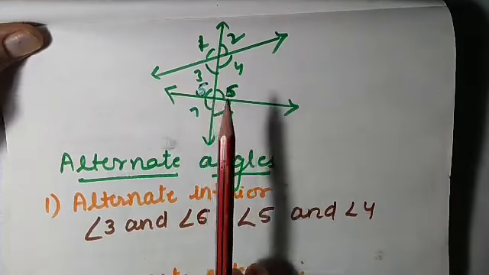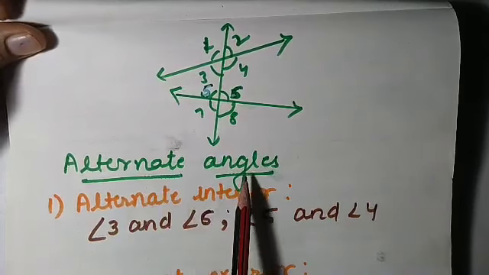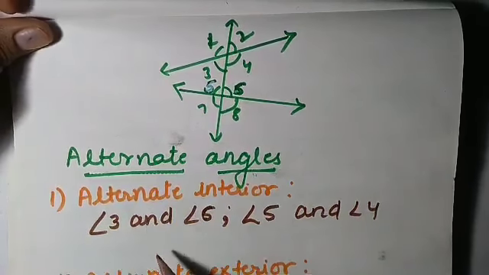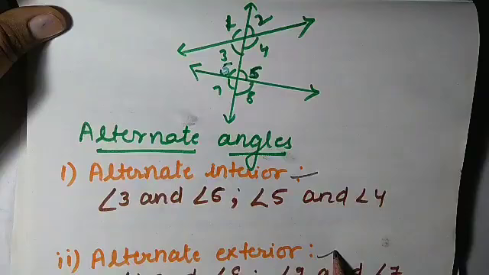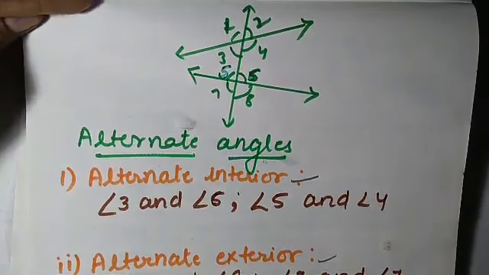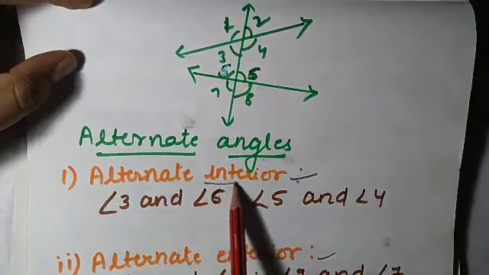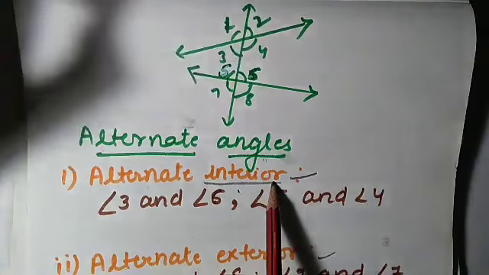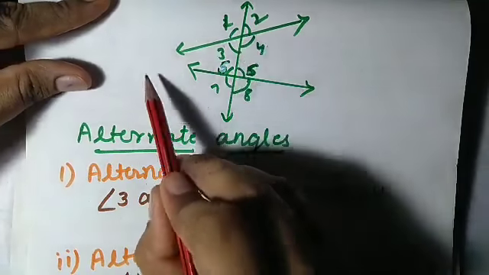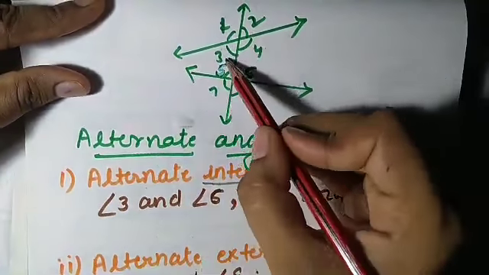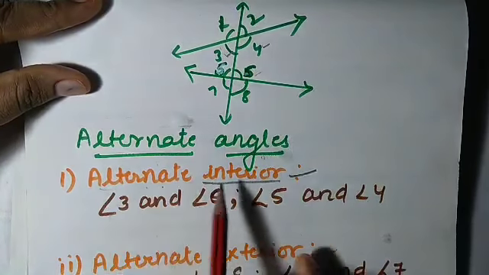Now the next type of angle made by a transversal is alternate angles. Okay, so what are alternate angles? We have 2 types in this case, alternate interior angles and alternate exterior angles. Here I am only explaining the naming of the angles. Alternate interior, as the name suggests, interior means inside the lines, and we know that 3, 4, 5, 6 are the interior angles. This I have discussed on the previous page.